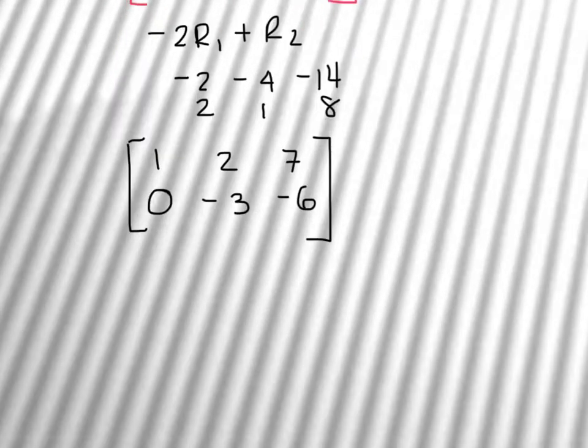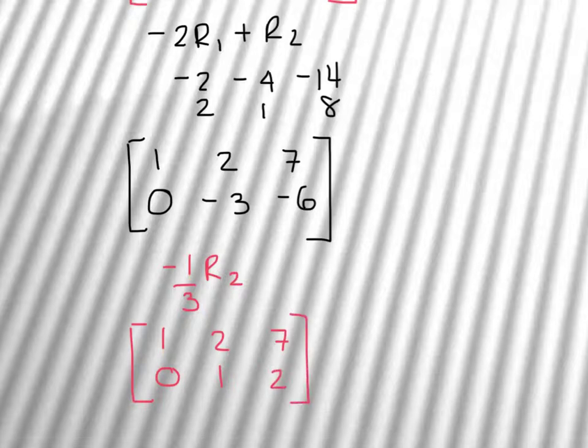Okay, the next thing we need to do is make sure this is in row echelon form. If not, you're not going to get credit for it. So I need to make sure that this term is now 1. So I'm going to divide by -3, or take row 2 and multiply it by -1/3. So now let's rewrite it. We're going to get 1, 2, 7, 0, 1, and 2.